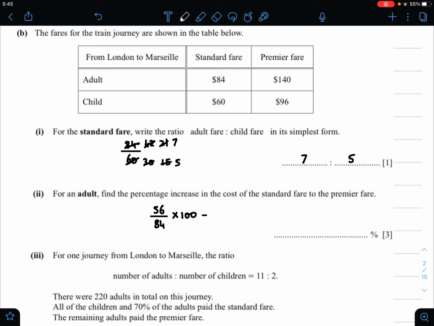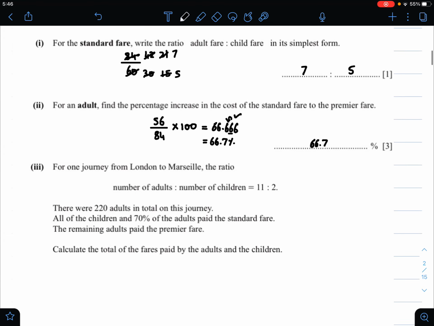So now all you need to do is input this into your calculator. So 56 divided by 84 multiplied by 100 will give you your answer as 66.666 recurring, and we will write our answer as 66.7% because we need to give our answer in 3 significant figures, and the 4th significant figure in this case, which is 6, is greater than or equal to 5. So we'll round off the 6 to the next number. Now let's move to B part 3 of this question.